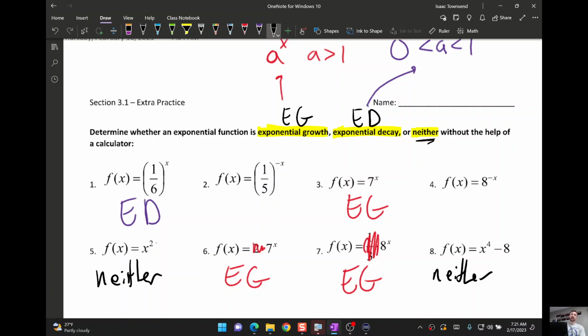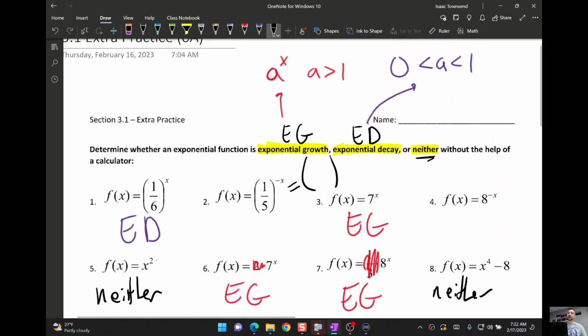Now, this being said, I saved 2 and 4 for the end because I think these are the hardest ones. They require that you remember an exponent rule. So we talked about this exponent rule last time, but it's just not one that you guys use very much. To use this greater than 1, between 0 and 1 rule, it has to be set up in this form. This has to be a positive exponent.